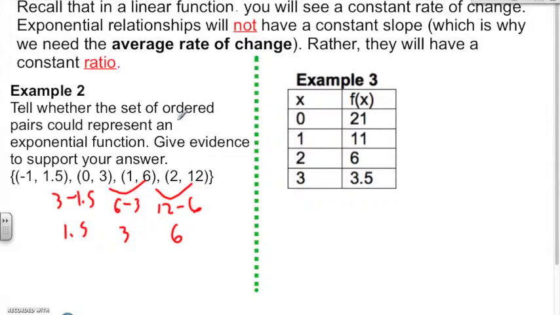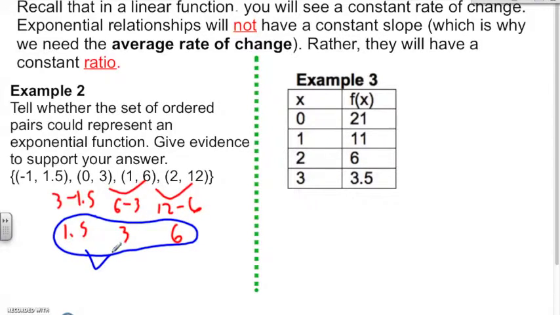Now recall, if this was a linear function, these should have all come out to be the same. We should have been increasing by the same amount each time. What we are going to actually test is to see if they have a common ratio. And to do that, we're going to take these numbers right here that we just got from doing our subtraction, and we're going to divide by the previous term to see if we get the same thing. If we do, we're going to have a constant ratio, and it will be exponential. If not, then it's not going to be an exponential function.